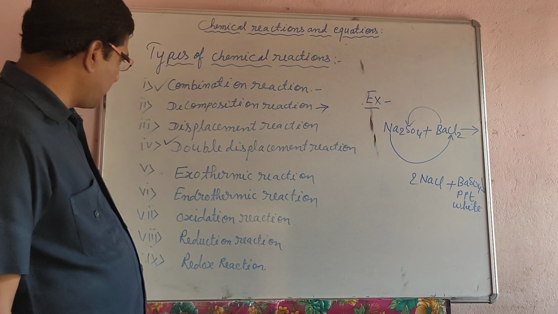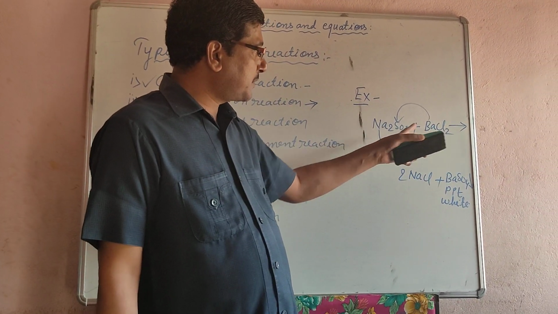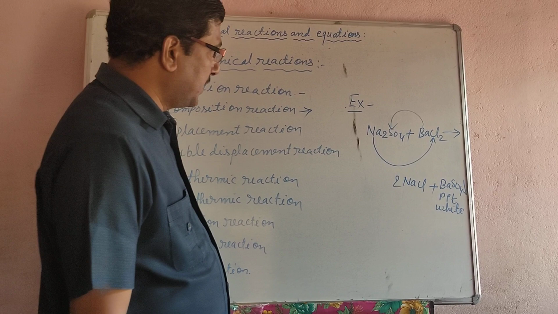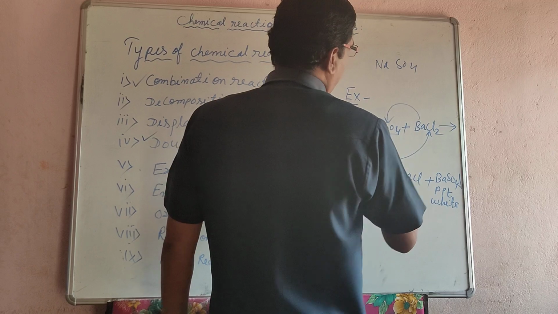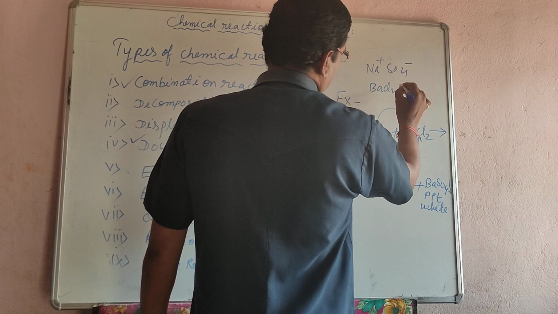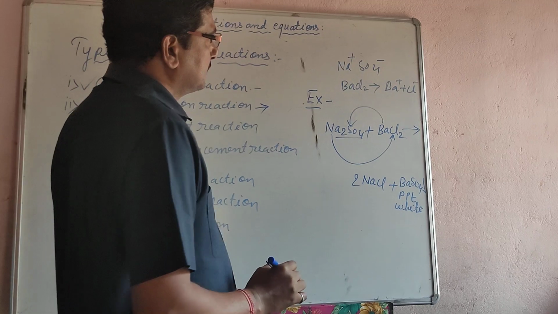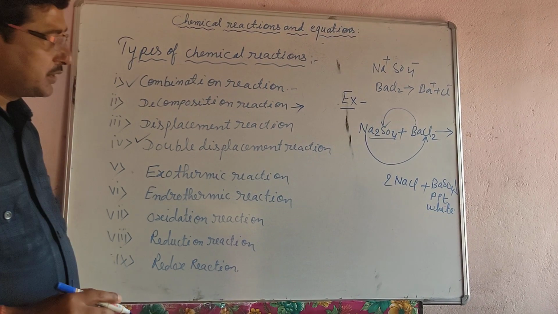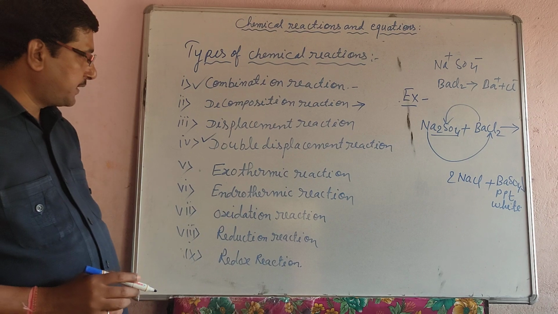It is produced because of the exchange of ions between the sodium sulfate and barium chloride. So it is an example of a double displacement reaction, in which exchange of ions takes place between two ionic compounds and produces two different new compounds. See here, as you know, the sodium sulfate has two ions, one positive ion and another negative ion. Similarly, barium chloride also has two ions, that is barium ion and chloride ion. So here exchange of ions takes place between two different compounds to produce new compounds. So it is a double displacement reaction.